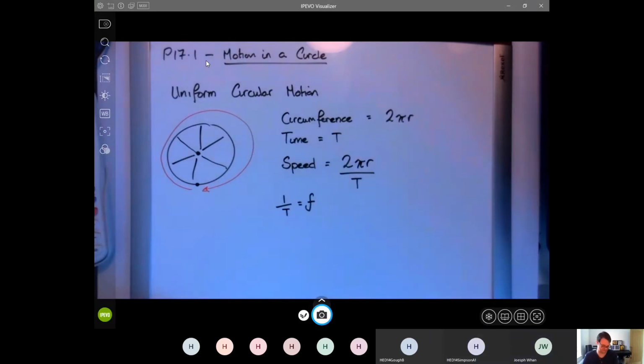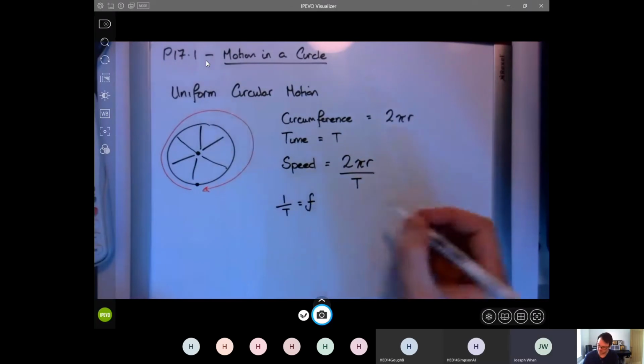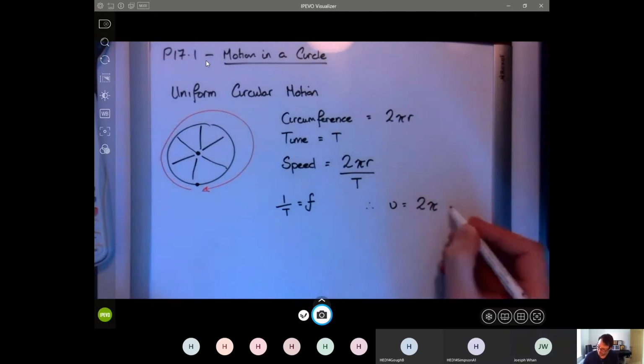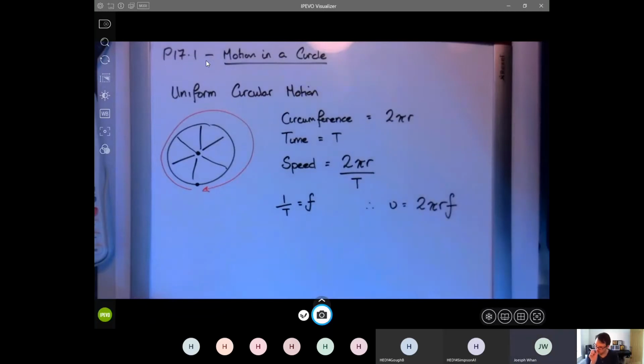Frequency. So therefore, we can say that my velocity is 2 pi r multiplied by f. Frequency, so how many times per second it's revolving around. 2 pi is to do with the angle in radians, which we'll come to a bit later on. And the radius, because that's also to do with the angle in radians, but this part gives us the distance it travels and how many times you do it per second. 2 pi r f.